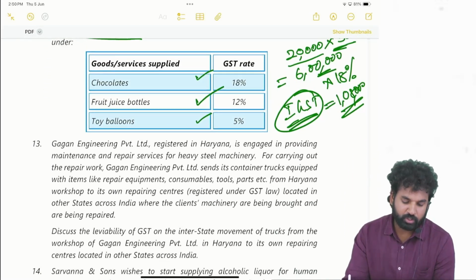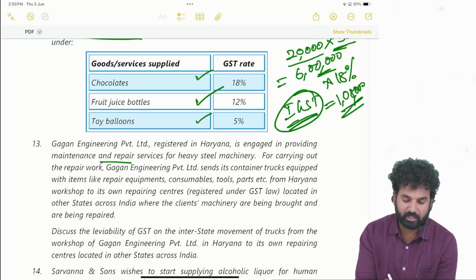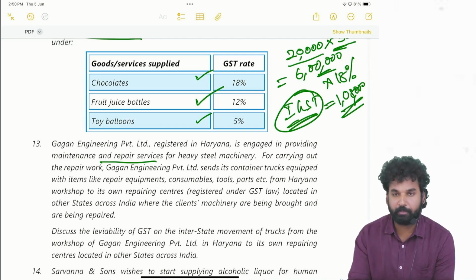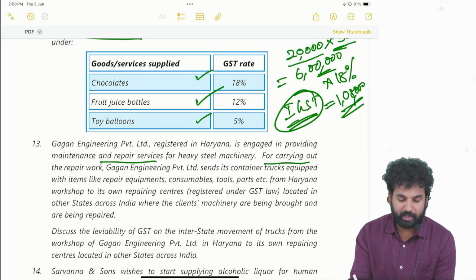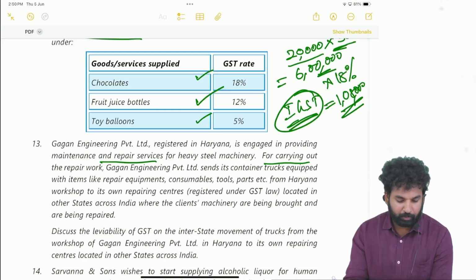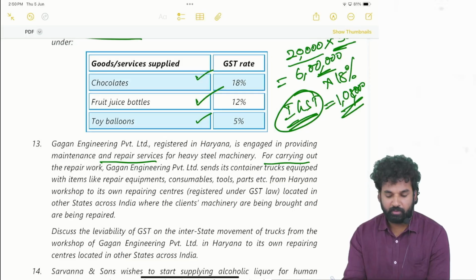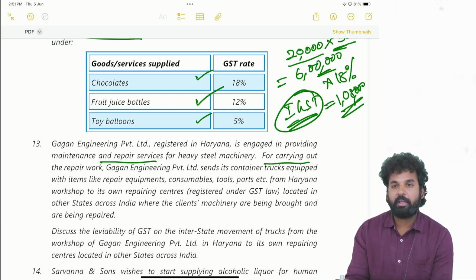Gagan Engineering Private Limited, registered in Haryana, is engaged in providing maintenance and repair services for heavy steel machinery. For carrying out the repair work, it sends its container trucks equipped with items like repair equipment, consumables, tools, parts, etc. from the Haryana workshop to its own repairing centers registered under GST law located in other states across India, where the clients' machinery are being brought and repaired.